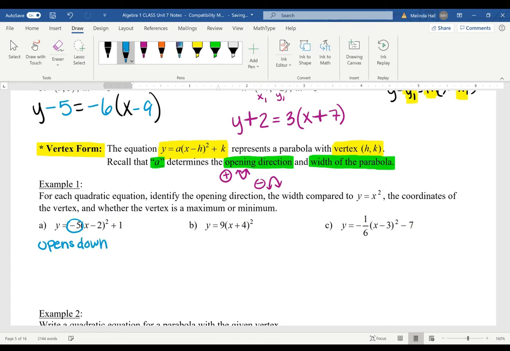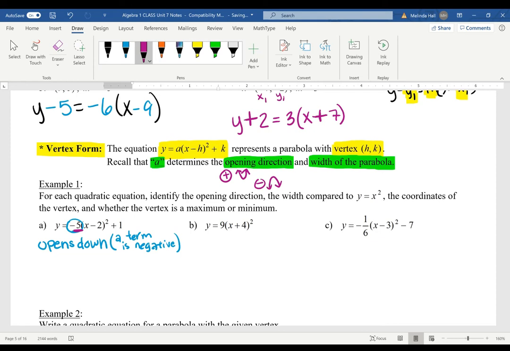Okay, your a term is negative. Now, the width compared to x squared, remember when it is a number that's bigger than 1, so 5, that is going to be a vertical stretch. And I know it's kind of hard, at least for me, to remember whether vertical stretches make it wider or narrower.